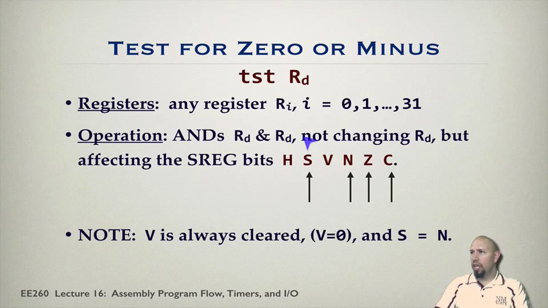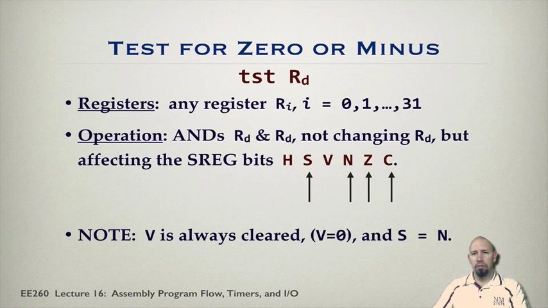Now notice that when you do this, V is always cleared. Basically the sign bit is the N bit. V is actually affected, and the way it's affected is it's always set to 0 in this operation. That's kind of an unusual thing that happens. So it's testing for 0 or minus, really. Less than or equal to 0 would be one way of looking at it. So that's the test instruction.